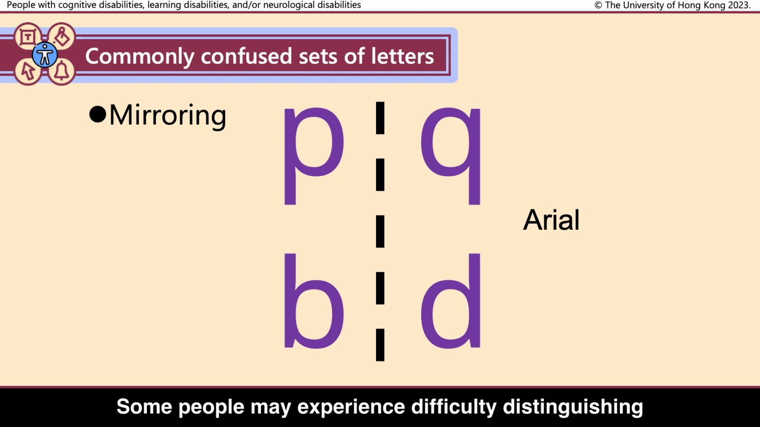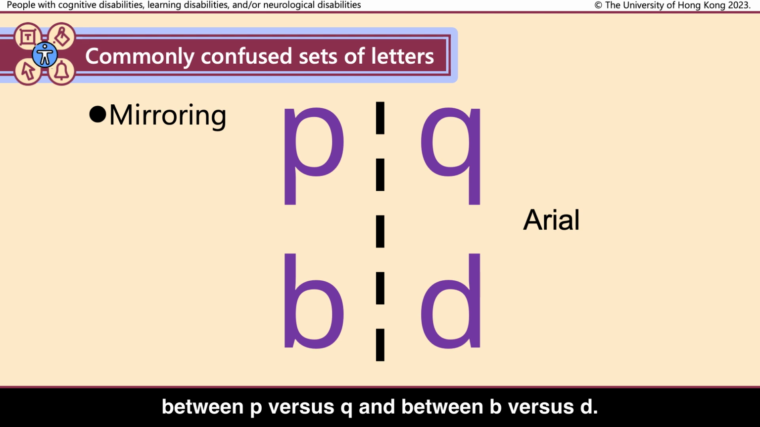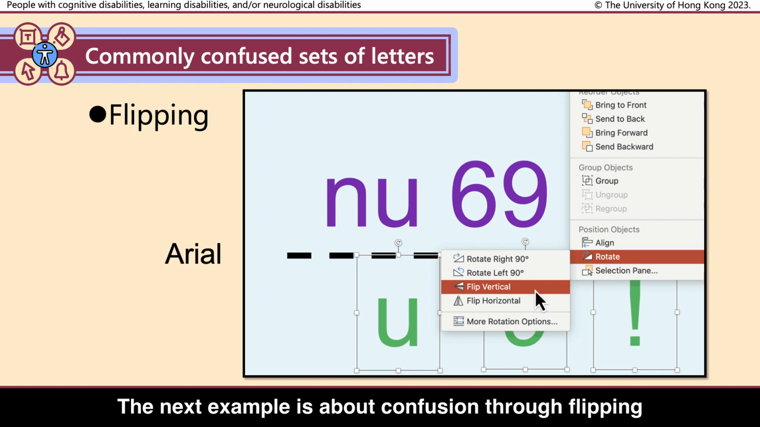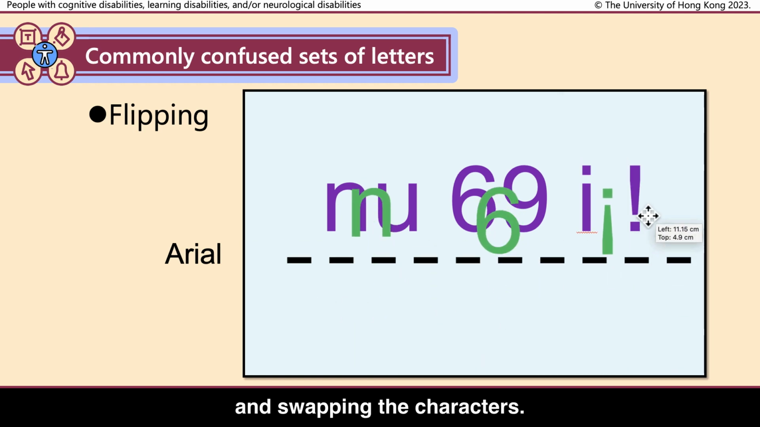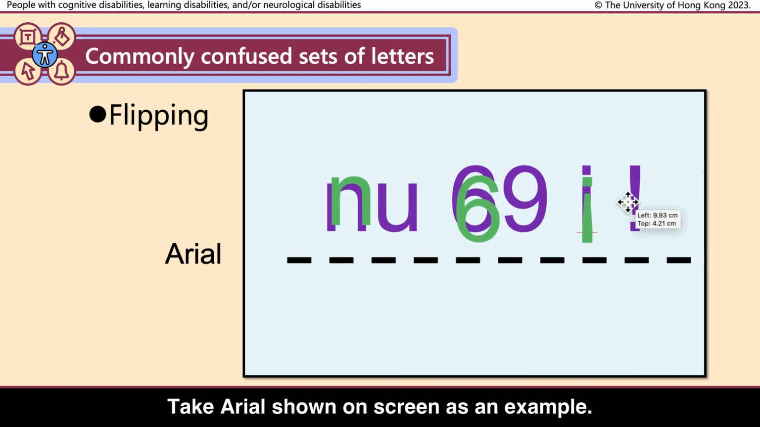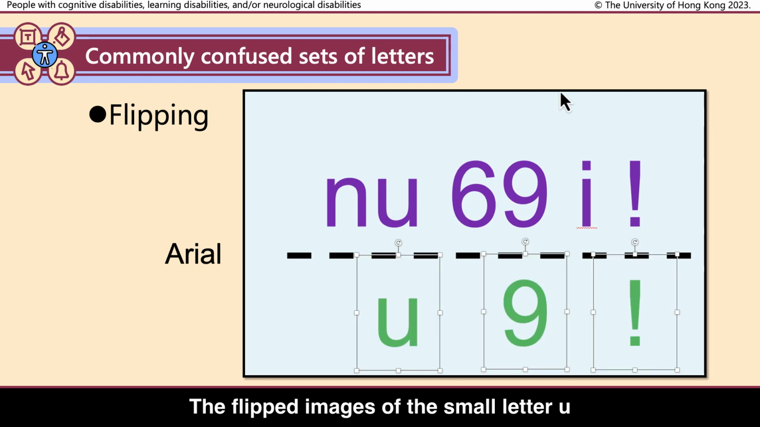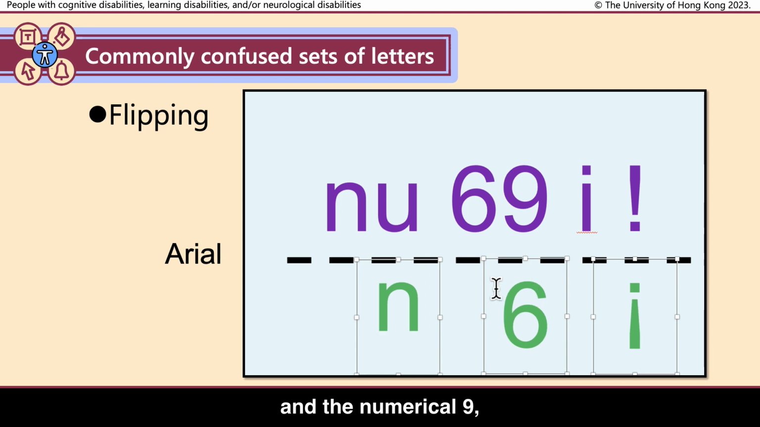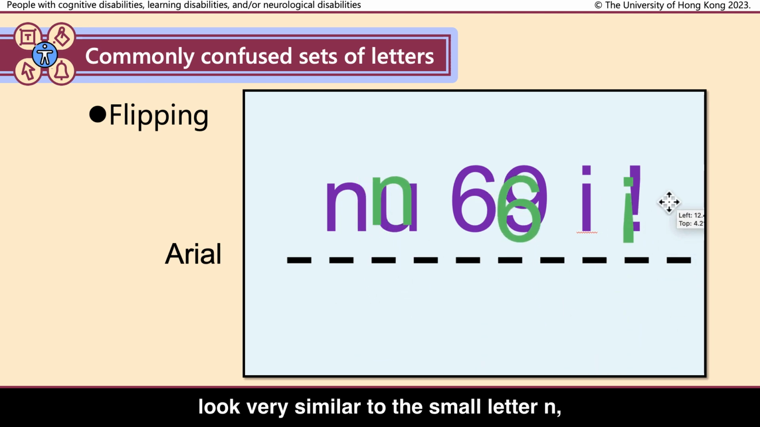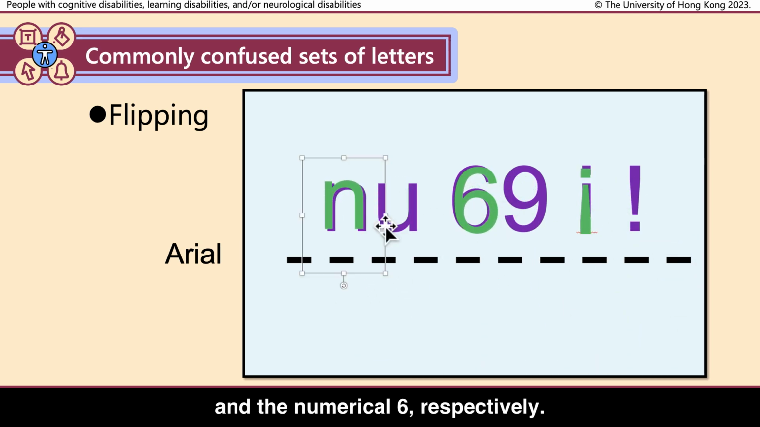The third set is due to mirroring between P versus Q and B versus D. Some people may experience difficulty distinguishing between P versus Q and between B versus D. The mirror images look very similar. This can be confusing. The next example is about confusion through flipping and swapping the characters. Take Arial shown on screen as an example. The flipped images of the small letter U and the numerical 9 look very similar to the small letter N and the numerical 6, respectively. This can be confusing.